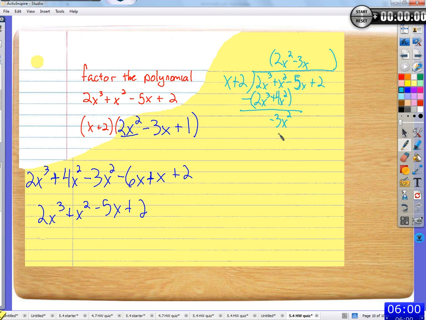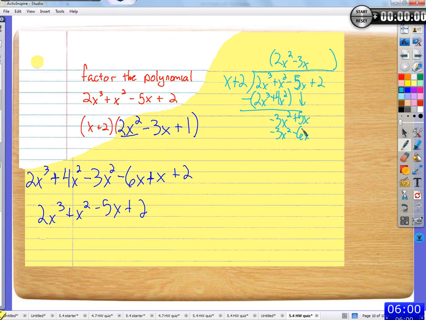Negative 3x times x gives us negative 3x squared. That's great because now when we distribute, we get a negative 3x squared that'll add with the 4x squared to give us the x squared that we were shooting for. But also, negative 3x needs to be multiplied by 2. That gives us negative 6x. Okay, that's where the bringing down comes from.